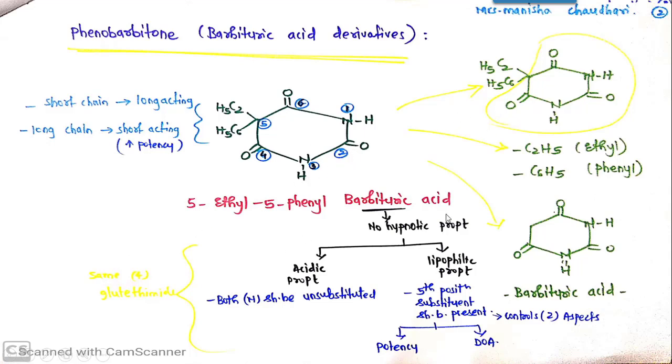So in the IUPAC name of phenobarbital, at 5th position you can see the substituents, that is ethyl and phenyl. According to alphabetical order, E comes first. So it is 5-ethyl, 5-phenyl. The complete is barbituric acid, as you can see here, with N and double bond O. So this is barbituric acid, on which 5th position there are substituents, one is ethyl and one is phenyl. So it is 5-ethyl, 5-phenyl barbituric acid. So what is the criteria for these substituents? We'll see in detail in SAR points.